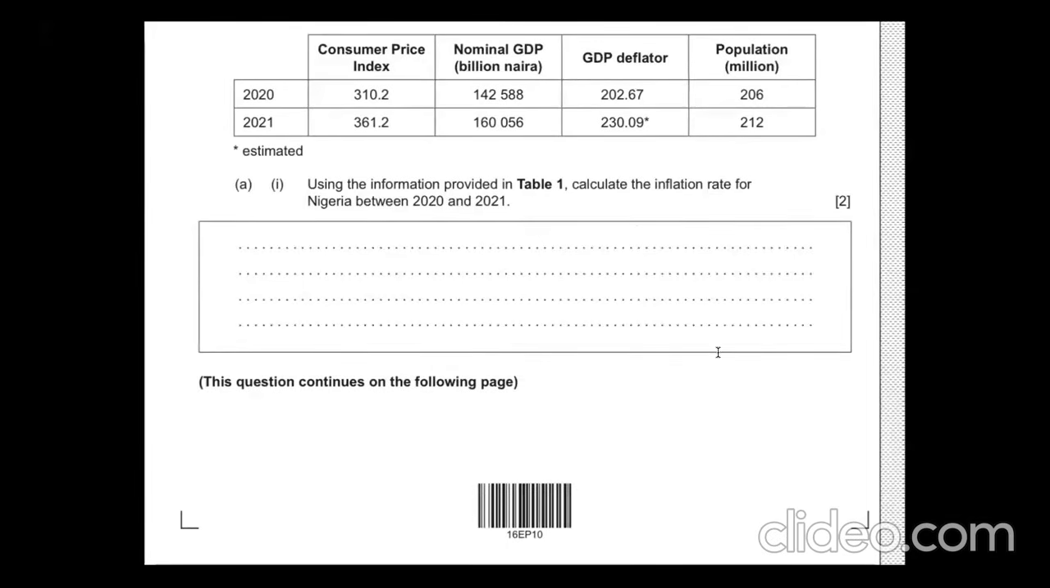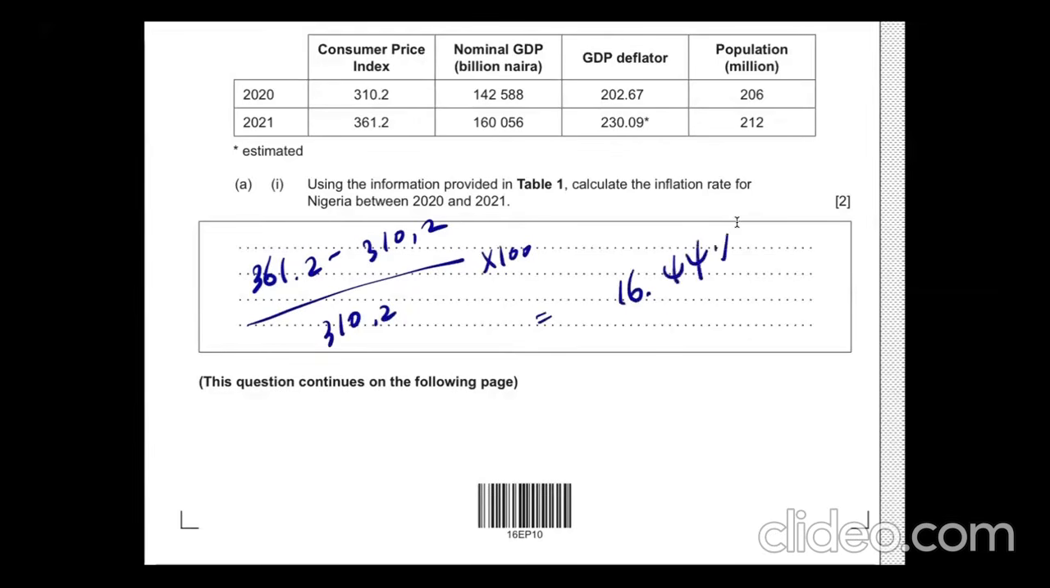calculate the inflation rate for Nigeria between 2020 and 2021. Inflation rate. I can use the CPI. The difference between last year and this year, compared to last year. So quite straightforward. The difference, 0.2, divided by the previous year, multiplied by 100. So the inflation rate is 16.44, which is quite high, really high actually.